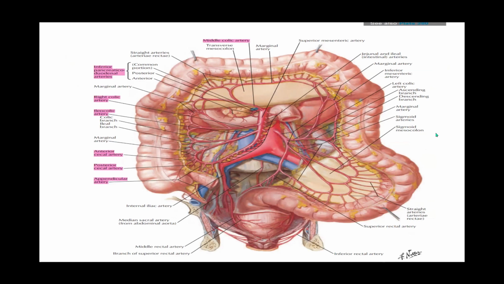Just looking at the blood supply of the appendix again, we said it comes from the superior mesenteric artery, which is a branch of your descending aorta. We can see a couple of major branches that it gives off. It gives off the middle colic artery, the right colic artery, and the inferior pancreaticoduodenal arteries. And then it gives off the ileocolic artery, which has a colic branch and an ileal branch.